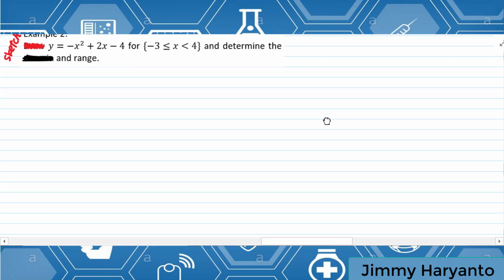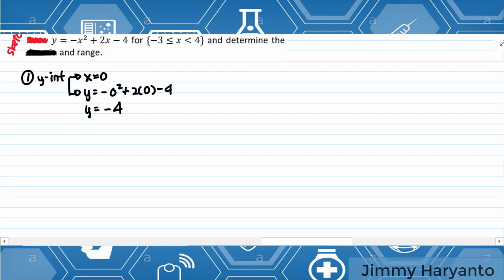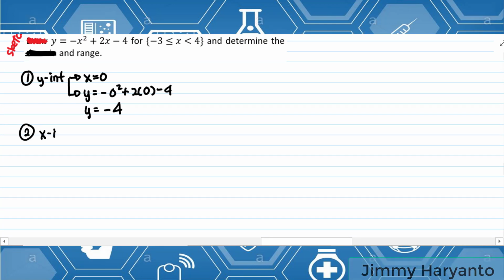Okay, first, what do we have to do? Of course, we have to follow the steps. The first one is the y-intercept. For the y-intercept we have to put x equals 0 into the equation. y equals negative 0 squared plus 2 times 0 minus 4. I will get y equals negative 4. Next is the x-intercept, number 2. For the x-intercept, y equals 0, and then I will write 0 equals negative x squared plus 2x minus 4. Oh, I forgot: from this one, I will have 0, negative 4.